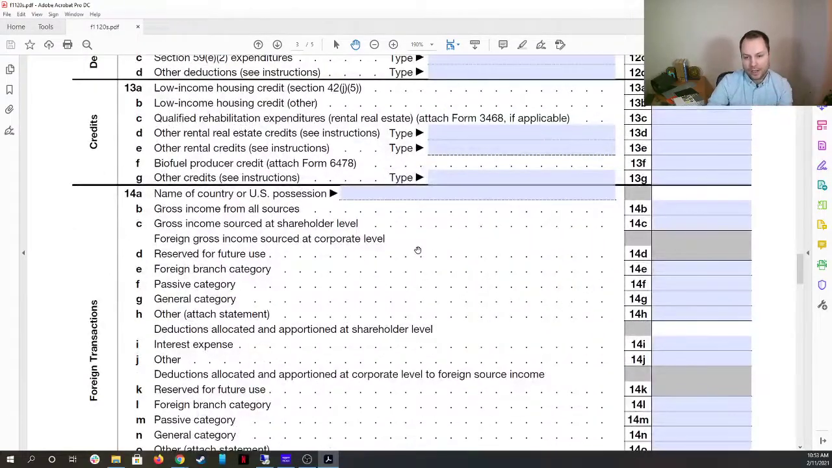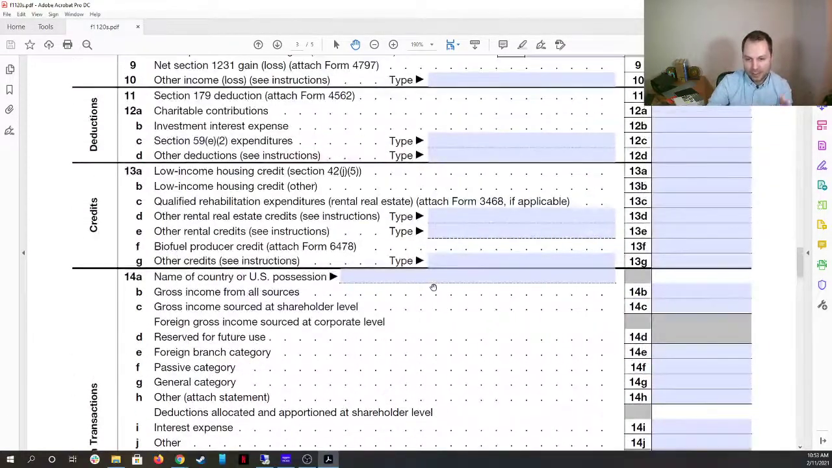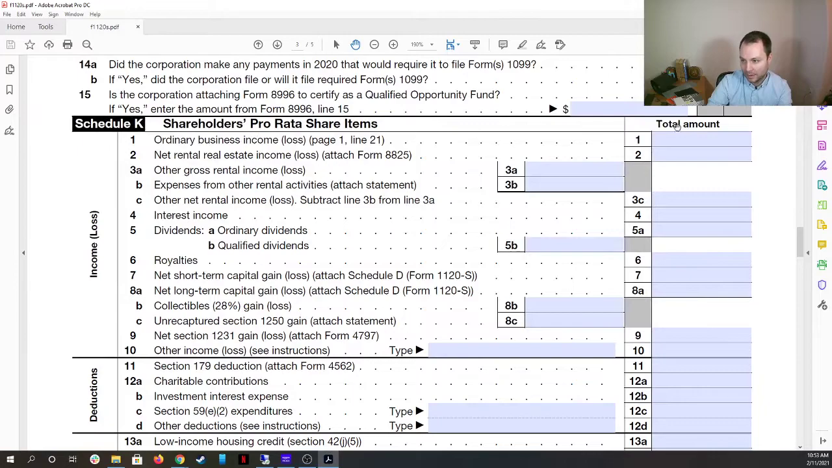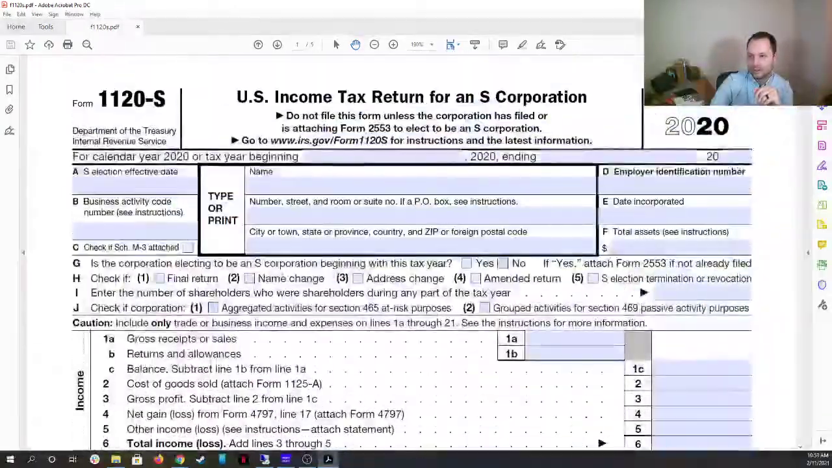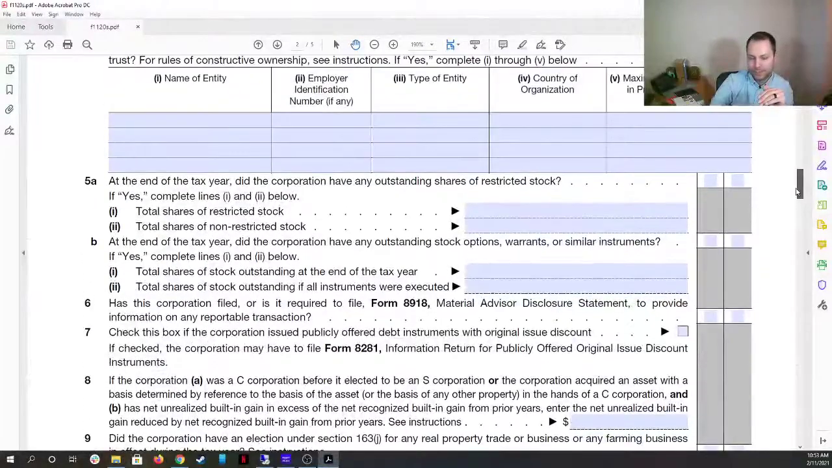So there's a lot of other categories on here, but most of the time small businesses will have ordinary income, maybe rental, and section 179 and charitable contributions. You'll also have probably some interest income here, and that kind of makes sense because that's also a pass-through. That's not income from the reporting side of things up here. It's a pass-through income. So that's a quick overview of the 1120S.